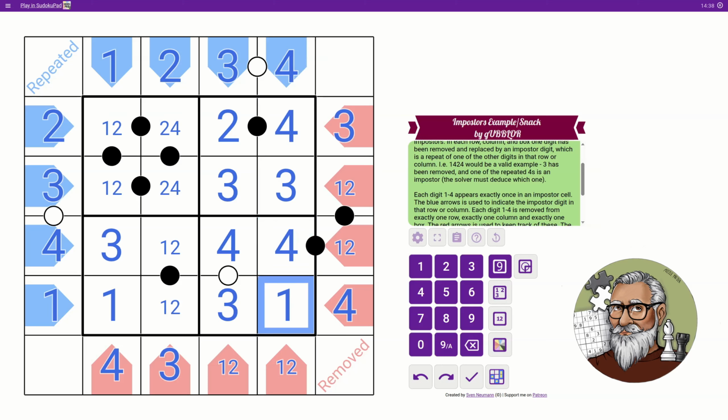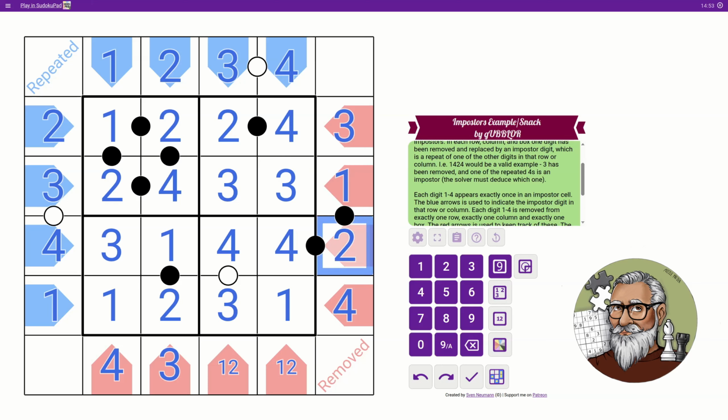This would have to be a 1. So this becomes a 2. This becomes a 1. This can't be another 4, so it's 2, 1, 2, 4. Right, now we're missing a 1 here, we're missing a 2 there, we're missing a 2 here, and we're missing a 1 there. Okay. So let's see if this is correct.